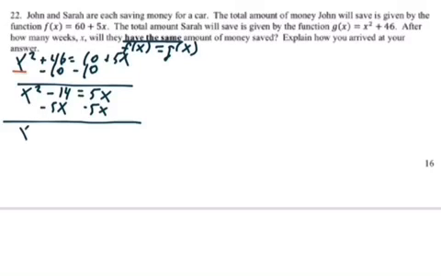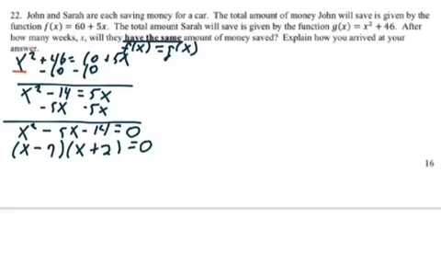Make sure you're writing this in standard form, meaning put the x squared first, then the x, then the constant on the end. Again, from here, you can either factor or do the quadratic formula. I'm going to do this by factoring. x minus 7, x plus 2 equals 0, because again, you need two numbers that multiply to negative 14 and add to negative 5.